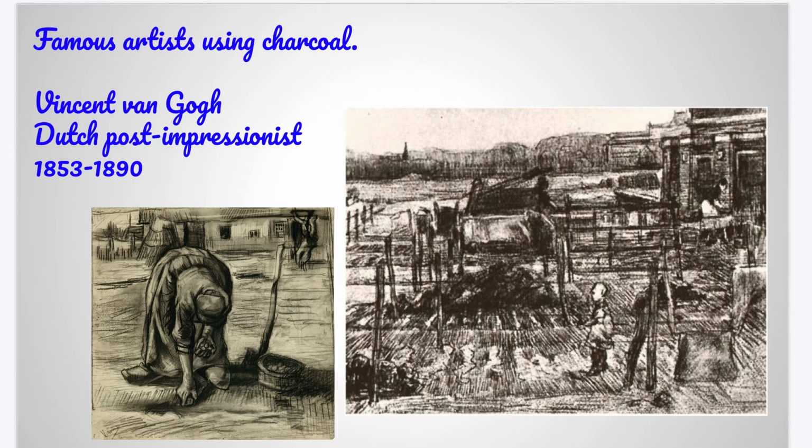Okay, so famous artists using charcoal. Just some examples. We have Vincent van Gogh, Dutch post-impressionist. What do you notice about these charcoal drawings? What are some of the things you notice? They're both using lines, and they kind of look like they're from the olden days. Well, it is kind of the olden days, 1853 to 1890. So I'm guessing these drawings were made in the late 1880s, possibly.